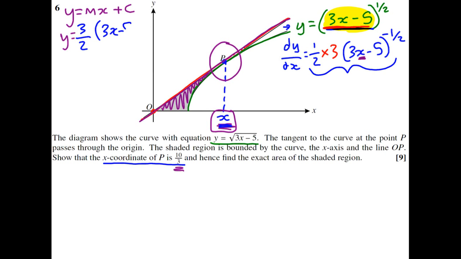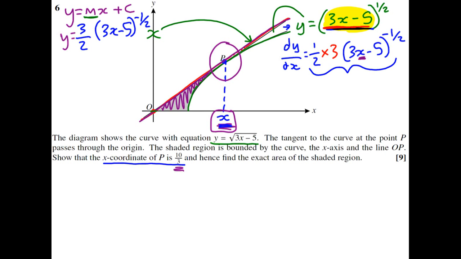3x minus 5 to the minus a half. Okay, remember that is just your gradient. So we still need to times that by x. Now the plus c is where we cross the y-axis. Okay, and it just so happens that it's told us we're going through the origin, so our c is 0, so we don't need to put it in. This is the equation of the straight line.